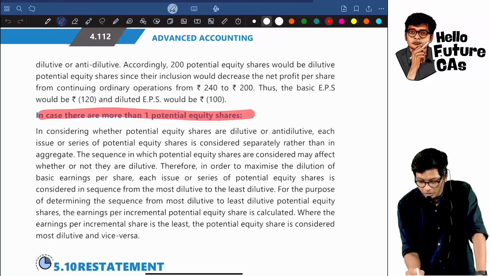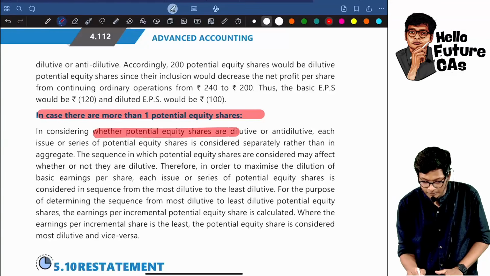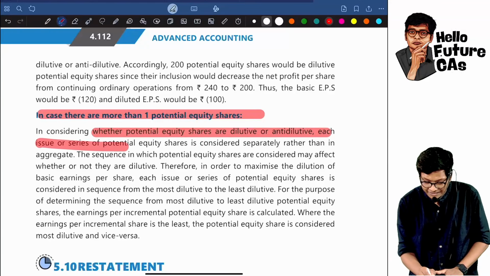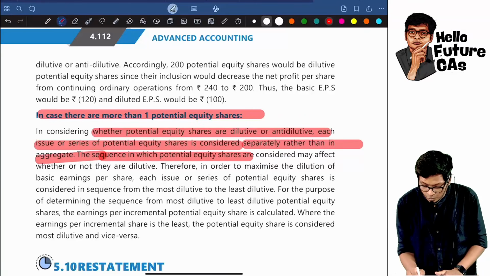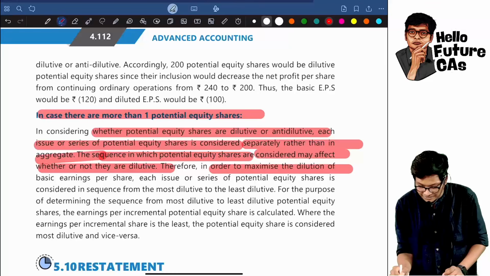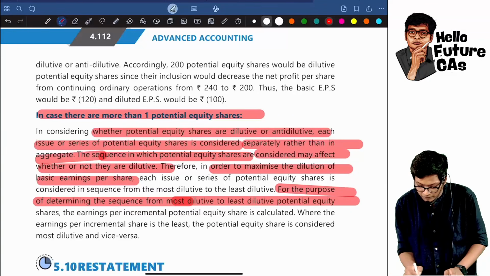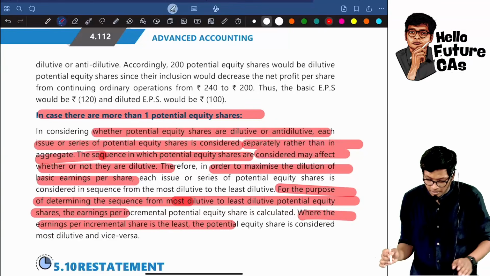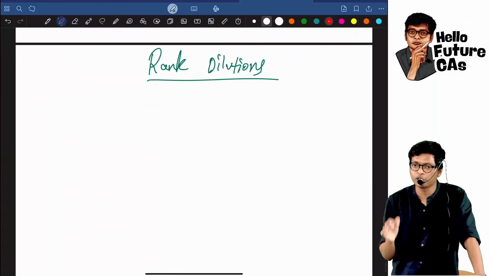In case there are more than one potential equity shares, what is the study mat saying? Look at this. In considering more than one potential equity share, each share should be considered separately rather than in aggregate, and the sequence in which potential equity shares are considered may affect whether they dilute or not. Therefore, in order to maximize the dilution of basic EPS, determine the sequence from most dilutive to least dilutive. For this, you have to compute the incremental share. Basically, this is called finding out the rank. I'll explain this with the solution, then only you will understand.